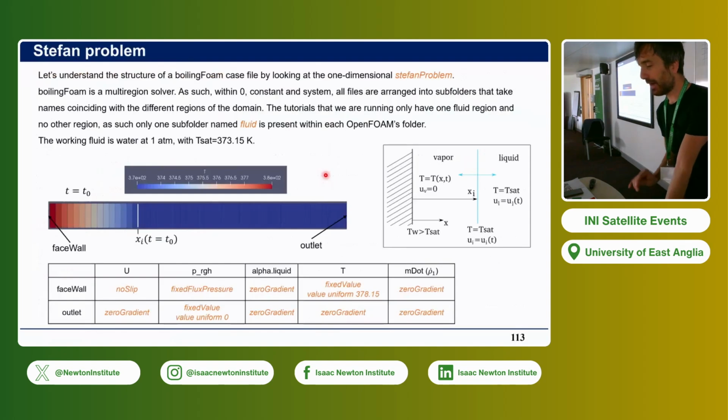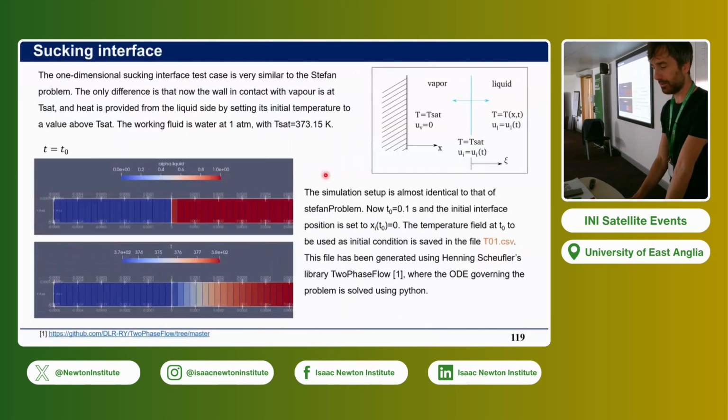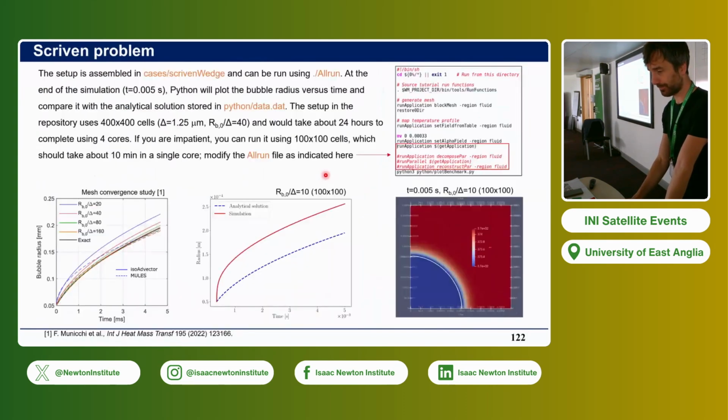Now, there are various tutorials available. I'm not going to go through them now, but Stefan problem is the implementation of the problem one I talked about before. Sucking interface is problem number 2. We will go through this slide in the afternoon. Scriven problem is the problem of the evaporating bubble. So these are all for the tutorials, and hopefully we can look at them and just follow the tutorials for later.